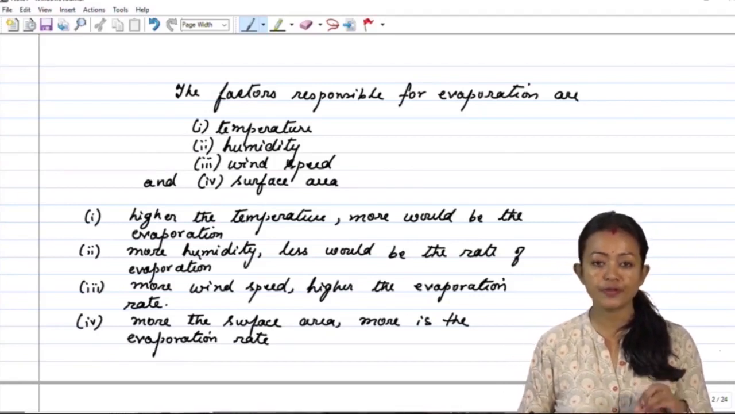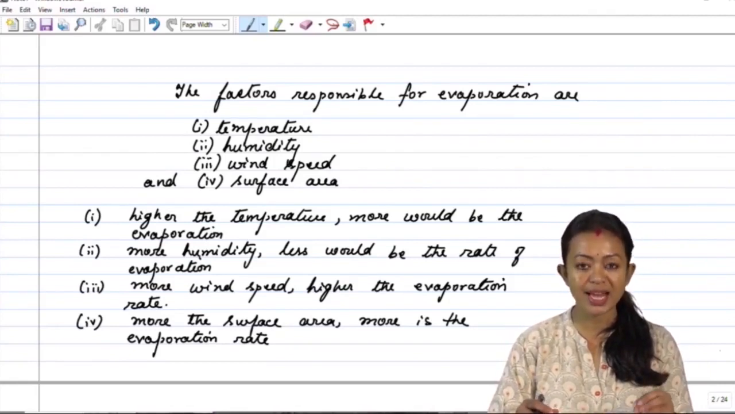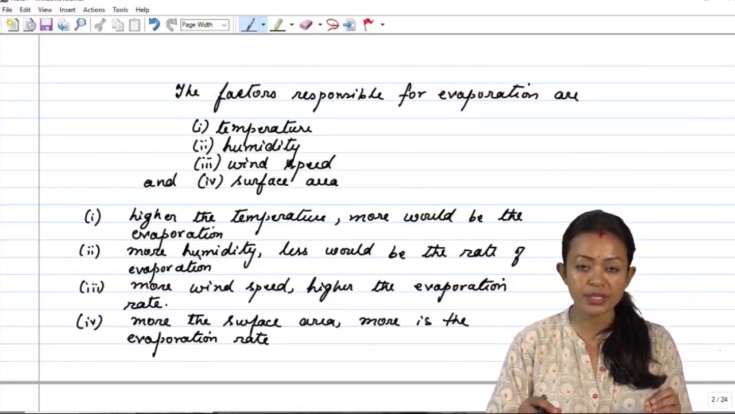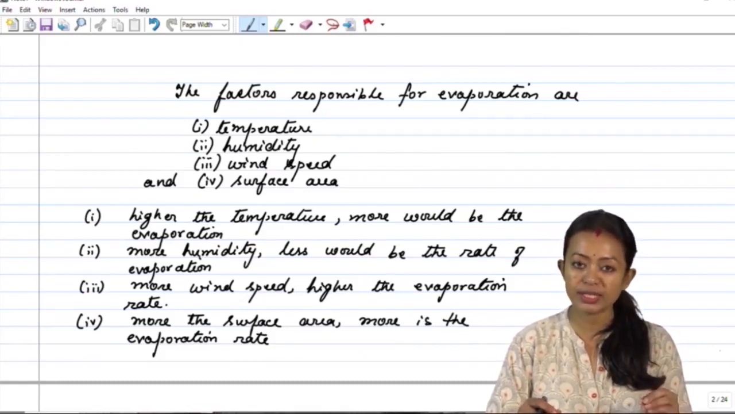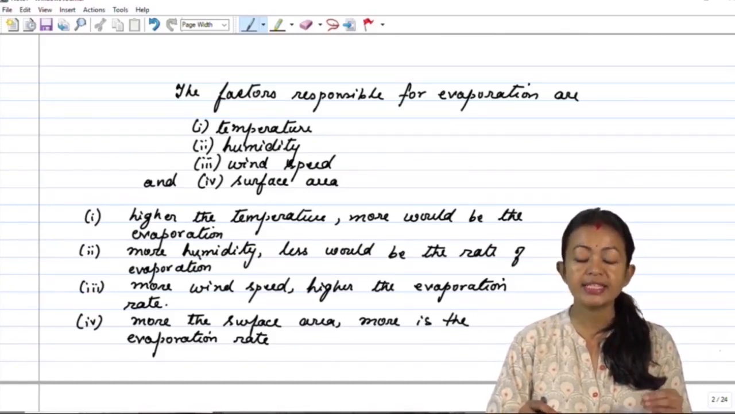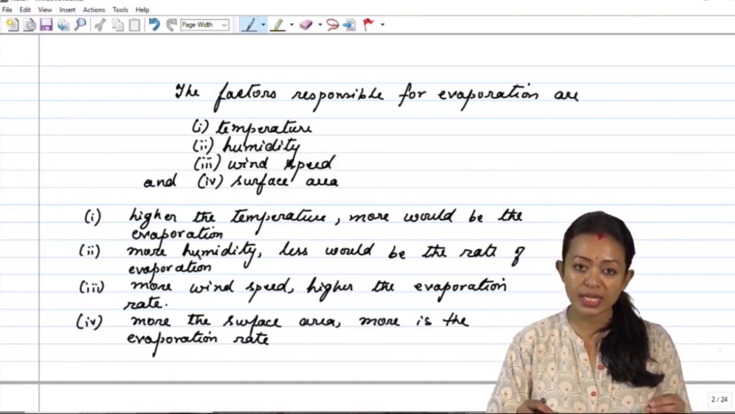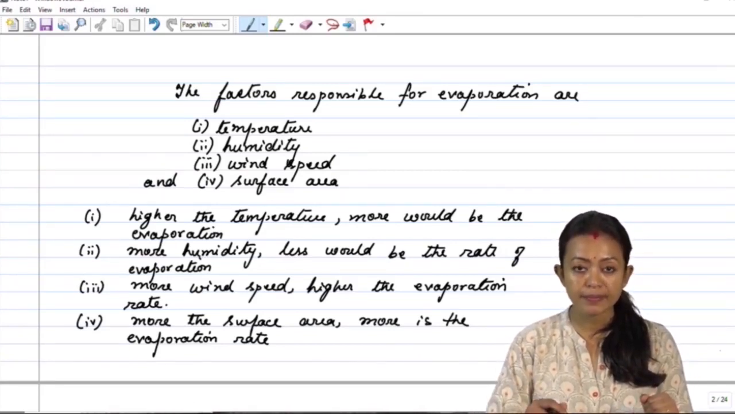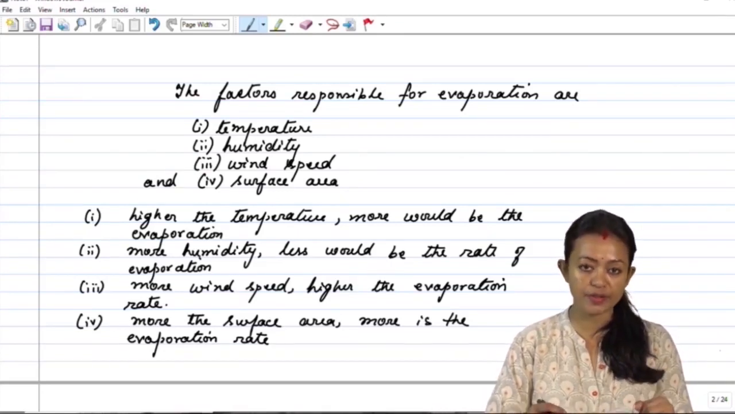So to sum up, the different factors responsible for evaporation are temperature, humidity, wind speed and surface area. How does temperature influence? Higher the temperature, more would be the rate of evaporation. Similarly, lower the temperature, less would be the rate of evaporation. Next, humidity. Higher the level of humidity, less would be the rate of evaporation, whereas less the humidity, more would be the rate of evaporation. Third, wind speed. Higher the wind speed, more would be the rate of evaporation. Lower the wind speed, less would be the rate of evaporation.